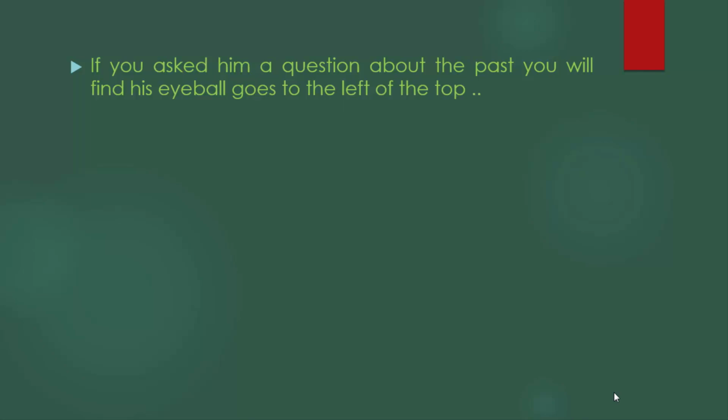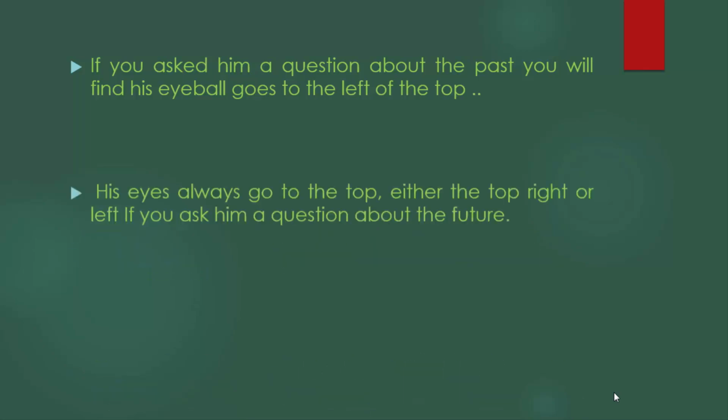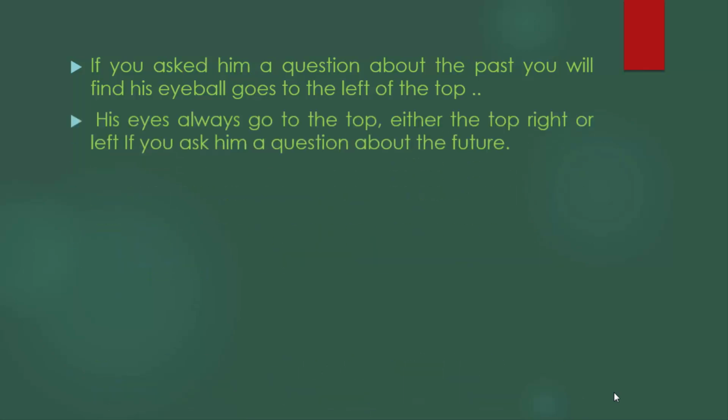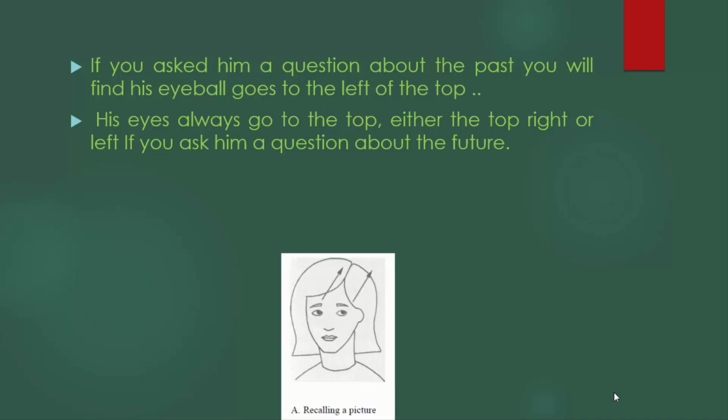If you ask him a question about the past, you will find his eyeball goes to the left of the top. His eyes always go to the top, either top right or left, if you ask him a question about the future. Like this, recalling a picture.